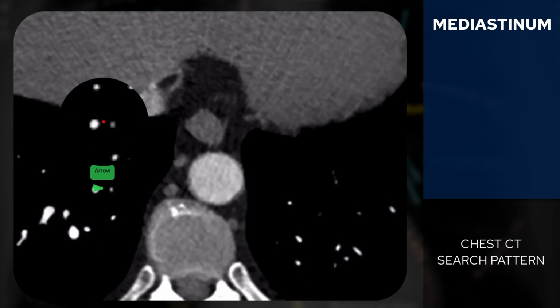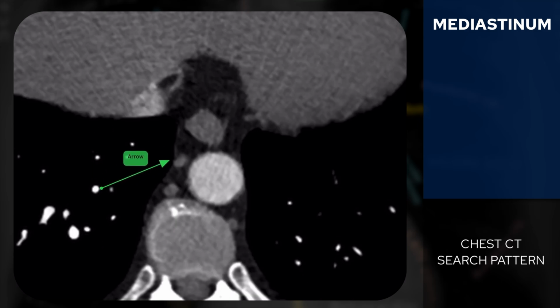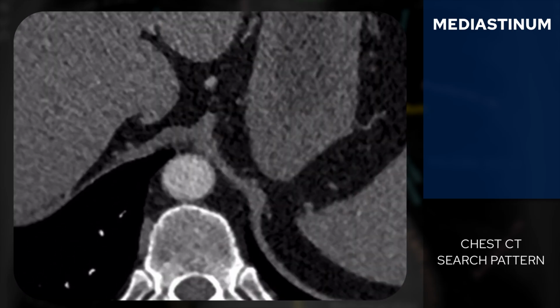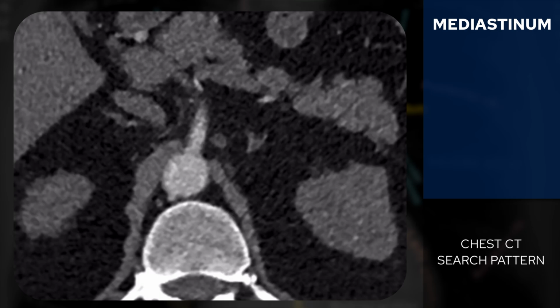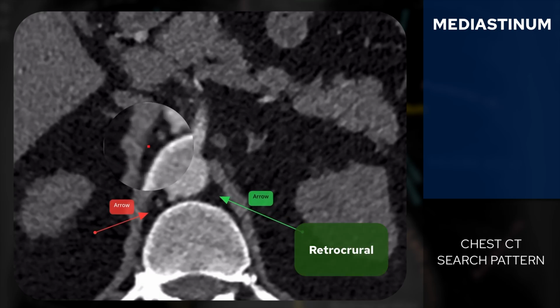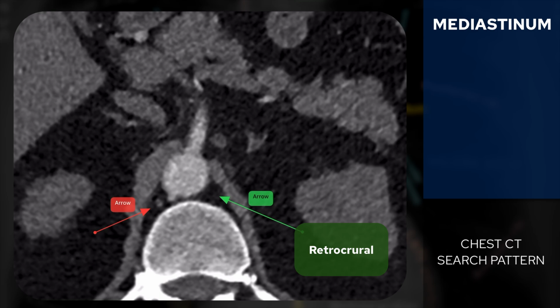I can see some tiny little nodes over here, but those are okay. That's not worrying. We're reaching the diaphragmatic hiatus here. And still I'm going to continue down and I'm going to look in this region here, which is the retrocrural region, to make sure there's no lymph nodes hiding within here. Again, somewhere where nodes are commonly missed.